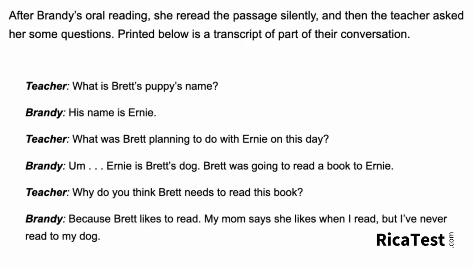All right, so here's the next piece of evidence. After Brandy's oral reading, she recalled the passage silently, and then the teacher asked her some questions. Printed below is a transcript of part of their conversation. The teacher says, "What is Brett's puppy's name?" Quickly, I notice here that, yes, the questions come from the story that they read from the IRA. So good thing, yeah, read the IRA.